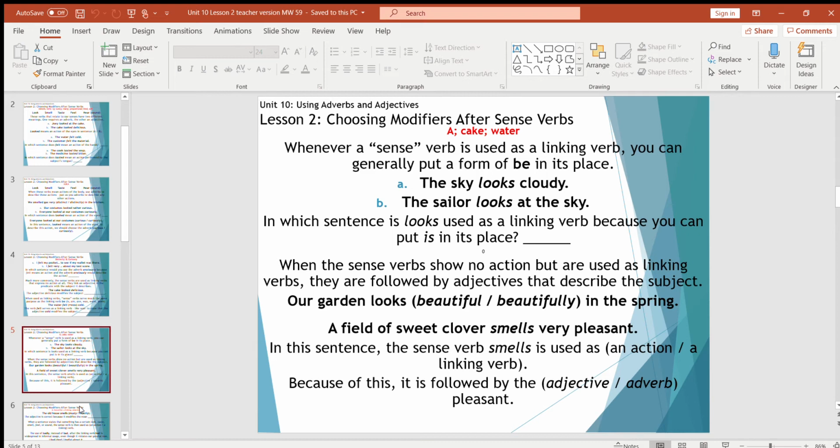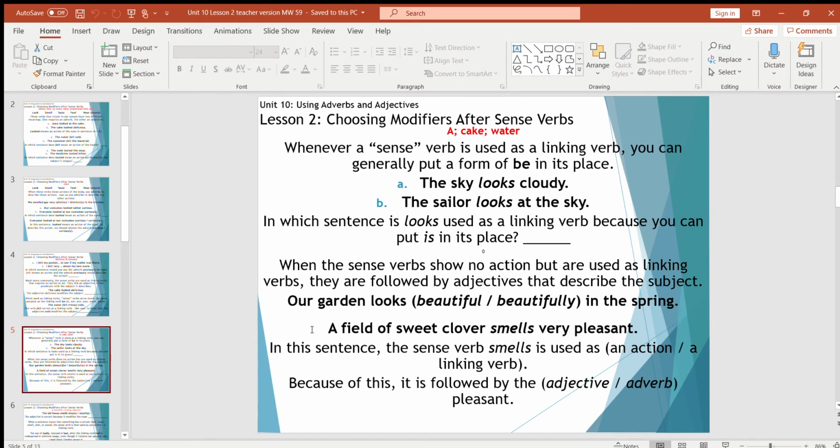So if the sky looks cloudy versus the sailor looks at the sky, in which sentence is looks being used as a linking verb, because we can replace it with is and have it still make sense? A, right? The sky is cloudy. We wouldn't say the sailor is at the sky. That wouldn't make any sense.